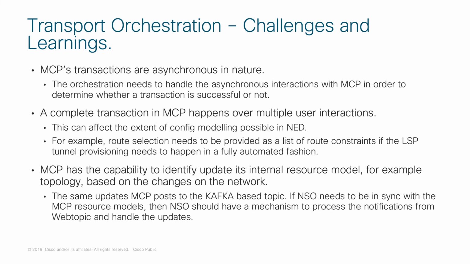Another challenge is that MCP has the capability to find out about changes in the network and automatically updates them. For example, if a tunnel goes down or a card is down, it can identify it. But NSO currently cannot find it out unless NSO does a sync. So we are looking at ways in which we can get a realistic view into NSO based on the information provided by MCP. These are some of the challenges which we have faced and which we are solving.